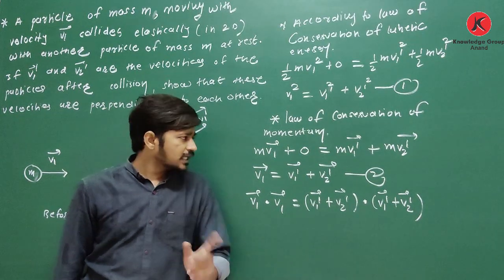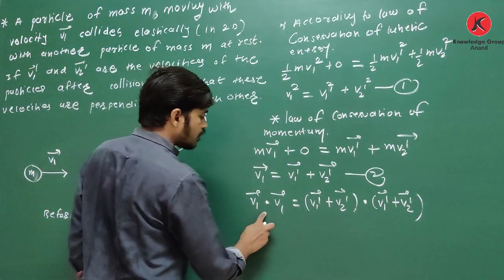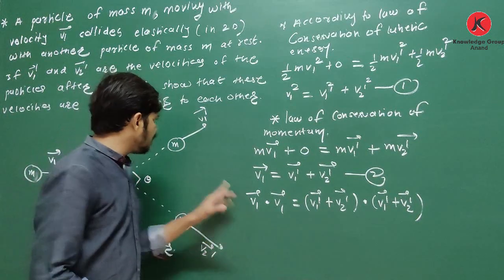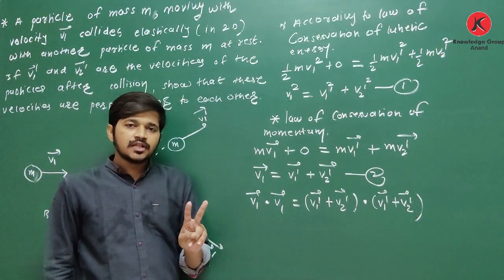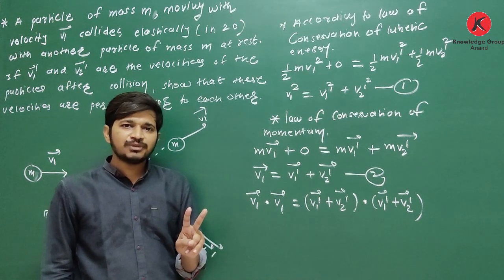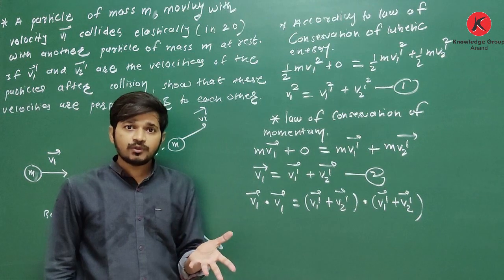Hello, clear about this? Yes. Now we have to simplify this. See, v1 dot v1. We have two vectors. Both vectors are the same and they are in the same direction, v1 and v1.